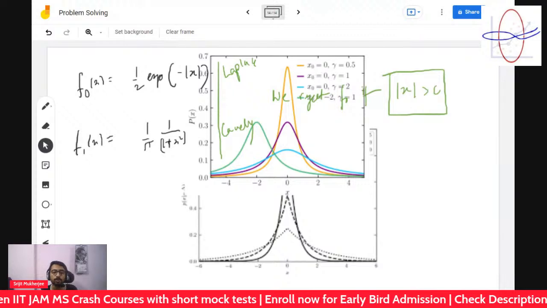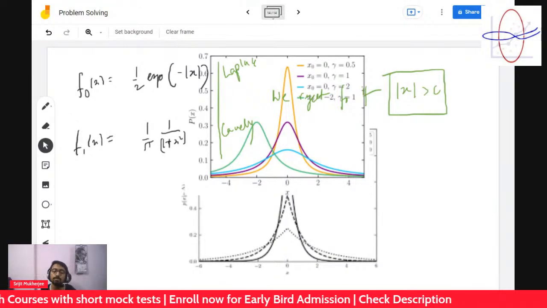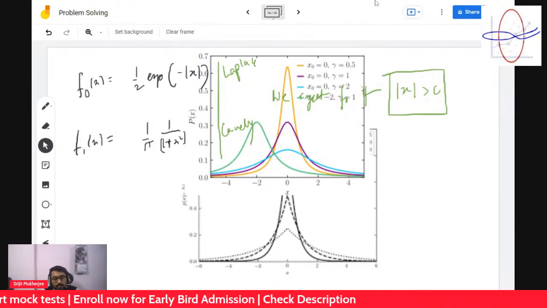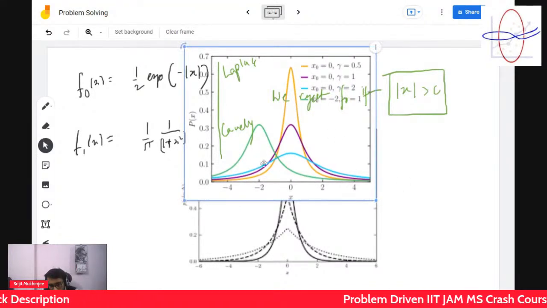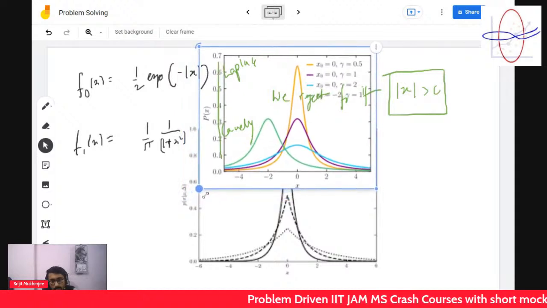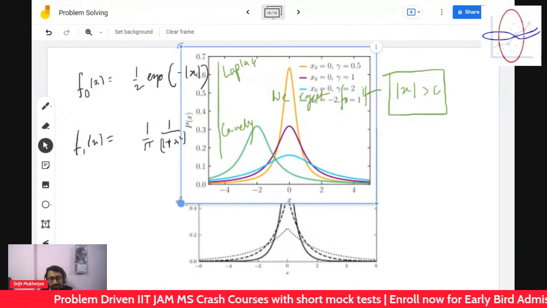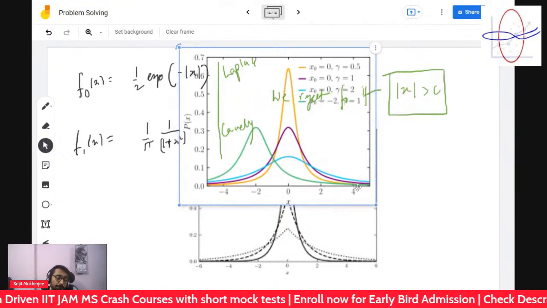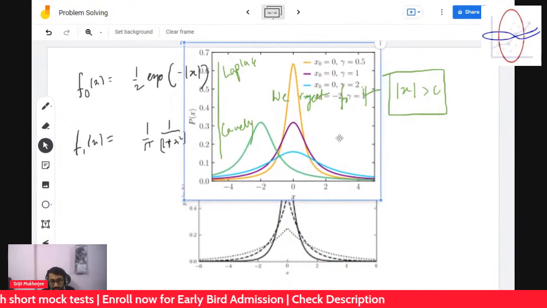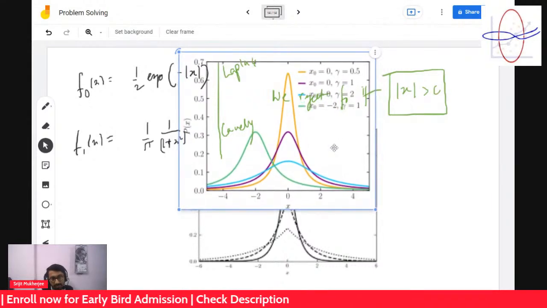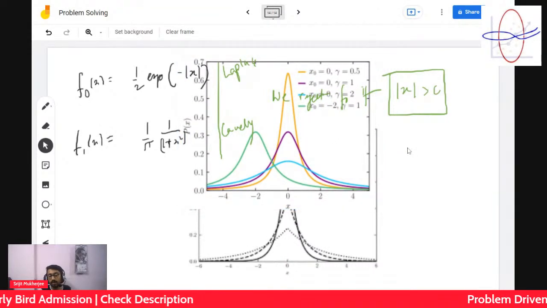This is a very beautiful problem. Can you tell me why? It's easy. We are going to look at the probability. If it's heavy tailed, there'll be less spread, and if it's light tailed, there'll be more spreading at the side. It'll be more wide. So we have to see the graph and tell.